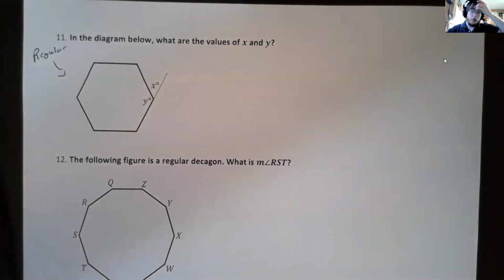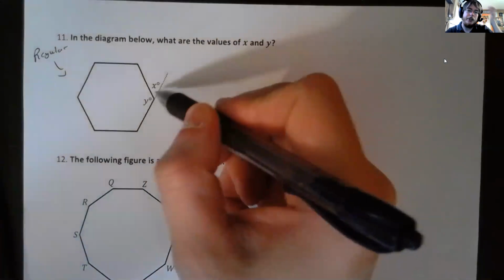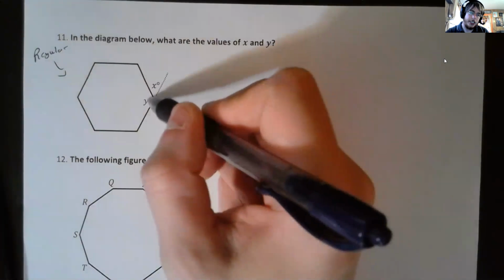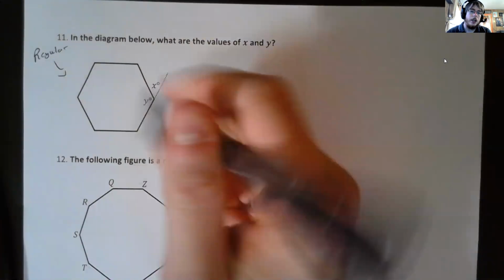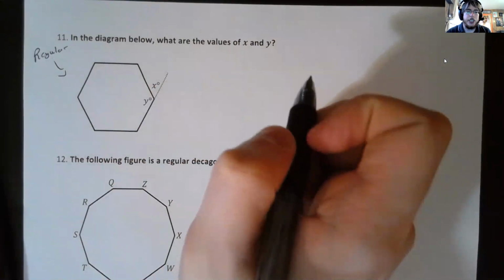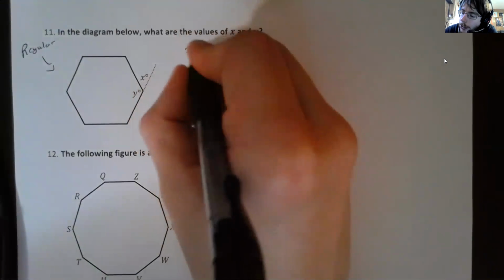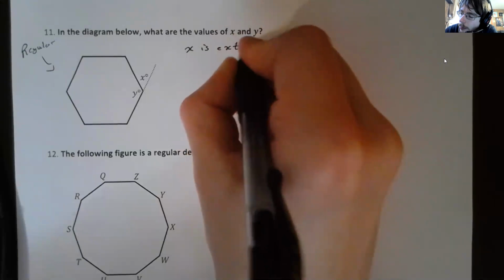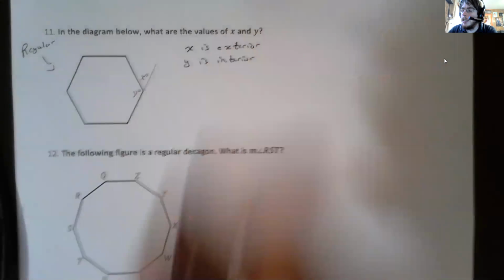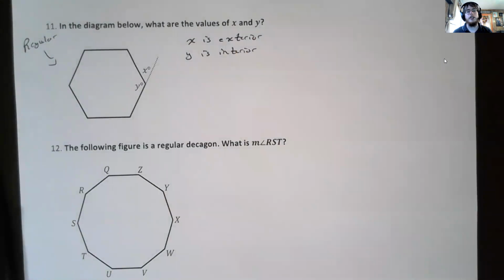So the first thing is we notice that we have x and y here, and after we extend the side, we see that they both lie on the same line. One of these is exterior and one of these is interior. So x is the exterior angle, and y is the interior. Now this is a regular polygon, so you can find either one you want first. Doesn't matter. I'm going to find x first because it's a little bit easier. Either way, you're going to find the other one the exact same way.